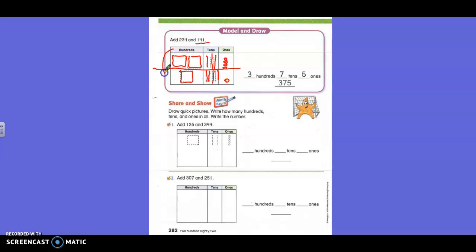How many hundreds do you have? 3, right? 3 100s? How many 10s do we have? Count all the 10s together. 7. And then how many 1s all together? 5. So 234 plus 141 is 375.